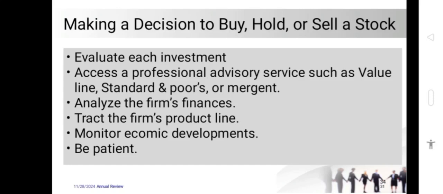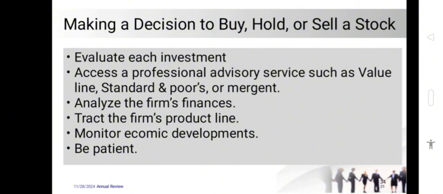Next is track the firm's product lines. The purpose of this is to monitor how products perform in the market and assess their contribution to the firm's success. Understanding product trends helps in managing inventory, improving offerings, and staying competitive.